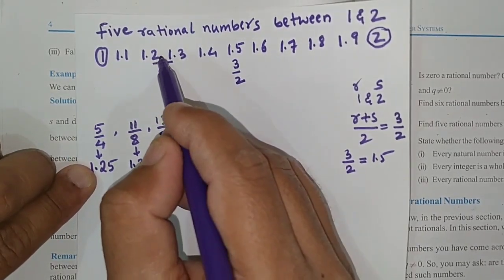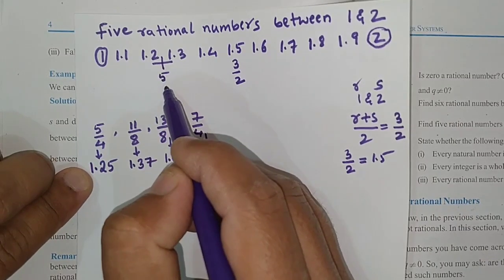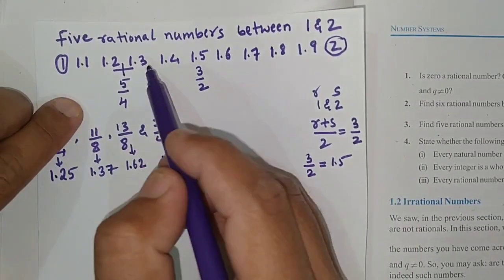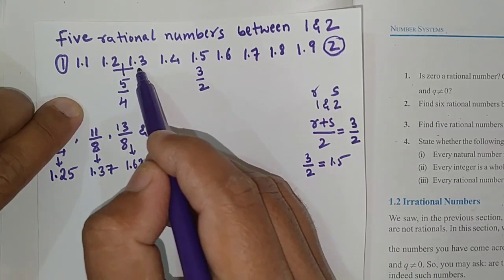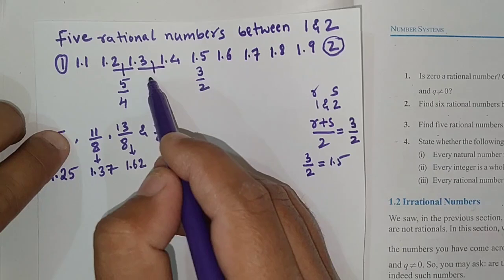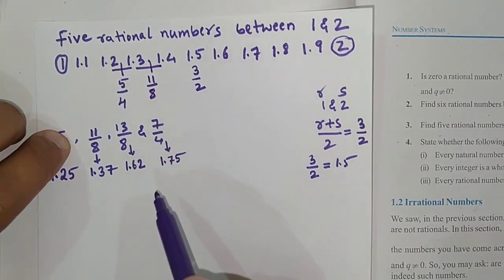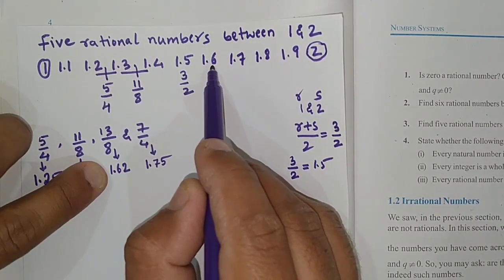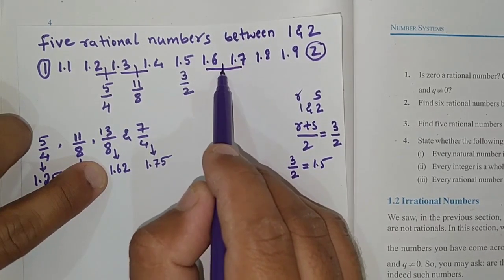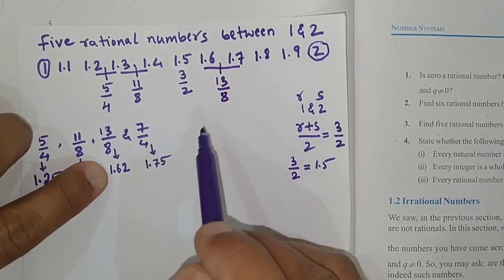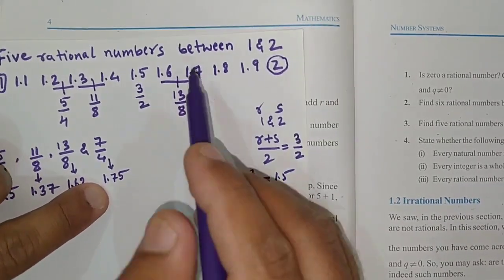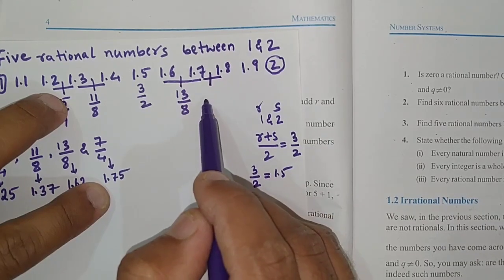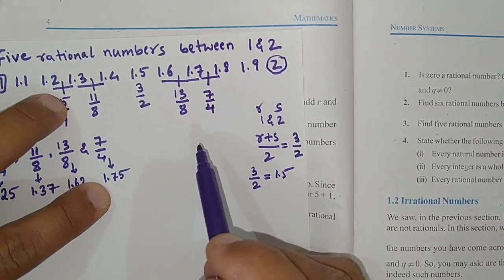So 1.25 is the rational number 5 by 4. 1.37, between 1.3 and 1.4, is the rational number 11 by 8. 1.62, between 1.6 and 1.7, is 13 by 8. 1.75, between 1.7 and 1.8, is 7 by 4.